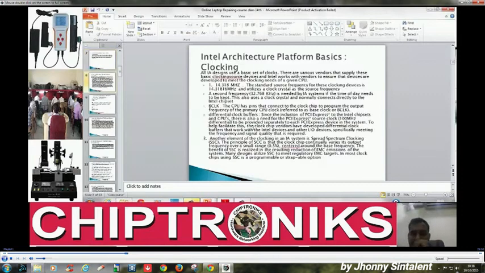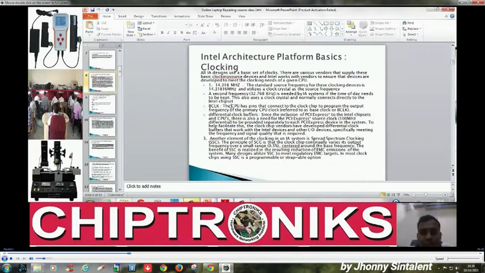Now we go to the next slide and we talk about clocking. We already talked about power. Now we talk about clock. So in the Intel architecture platform, basically we'll see the following frequencies. One is the 14.318 megahertz, and this is the standard clock frequency used by the clocking devices, right? We will see later on where this 14.318 megahertz is used, and we already know 32.768 kilohertz is used by the Intel chipset.